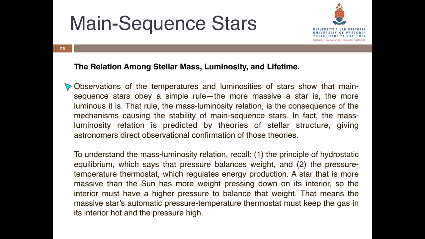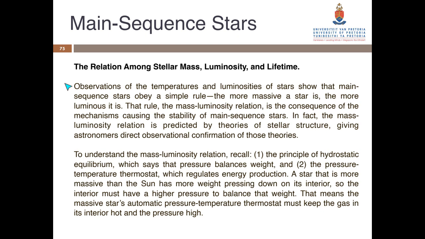Observations of the temperatures and luminosities of stars show that main sequence stars obey a simple rule. The more massive a star is, the more luminous it is. That rule, the mass-luminosity relation, is the consequence of the mechanisms causing the stability of main sequence stars. In fact, the mass-luminosity relation is predicted by theories of stellar structure, giving astronomers direct observational confirmation of those theories.